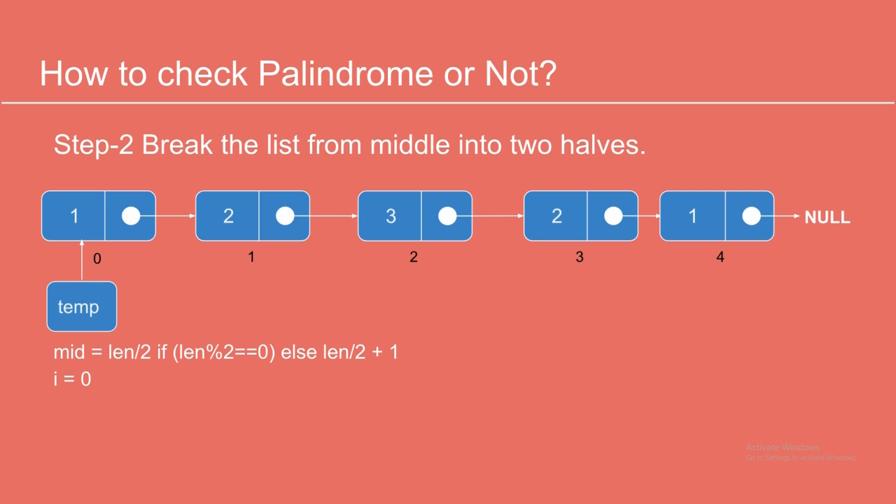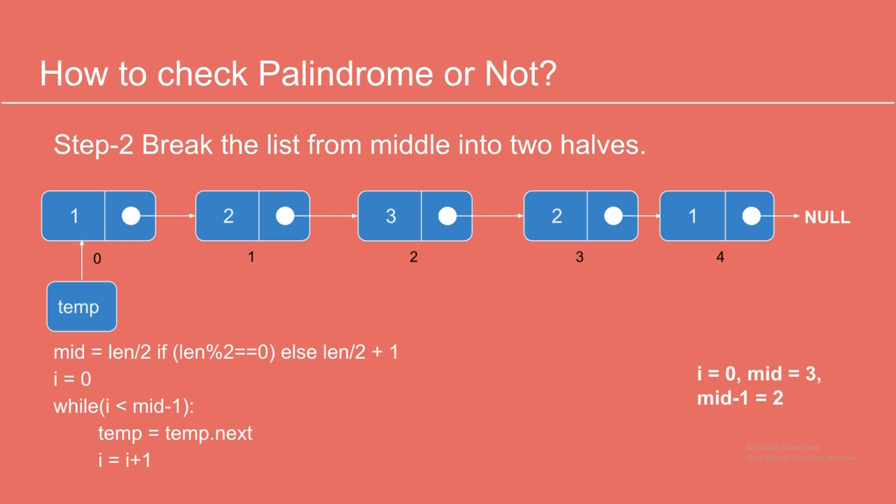Then we will create a variable I and assign 0 to it. Now the first half should contain nodes with indexes 0, 1 and 2, and the second half should contain nodes with indexes 3 and 4. So we will traverse the list, and when I is less than mid minus 1, we will keep on incrementing the variable I while moving to the next node using the temporary reference. So we have to reach the node at index 2 in order to break the list into two halves. So using temp is equal to temp.next, we will move forward while incrementing I.